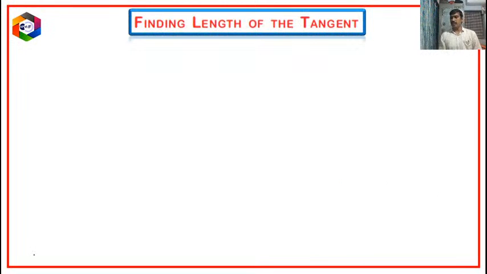Finding the length of the tangent, another important concept, very very important. In problems mostly you will get this concept, finding the length of the tangent. Please children observe that. So what is the length of the tangent actually? So we know what is the tangent. Tangent is the line which touches the circle at only one point. So that line is called the tangent.